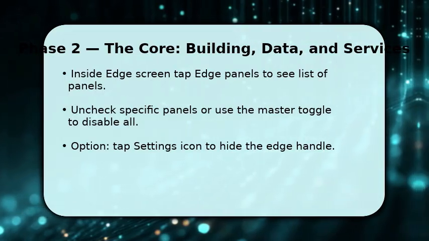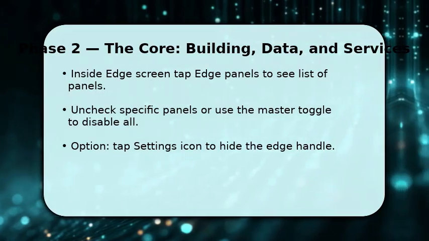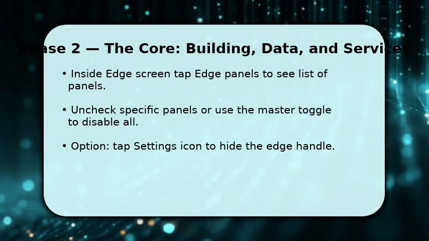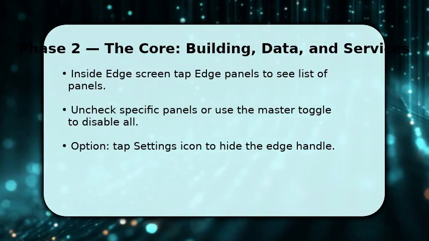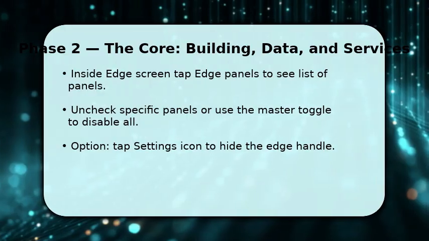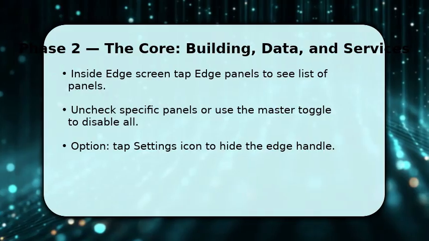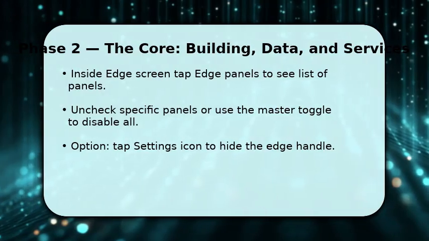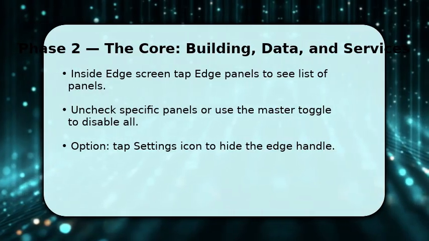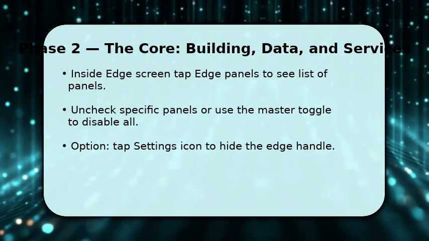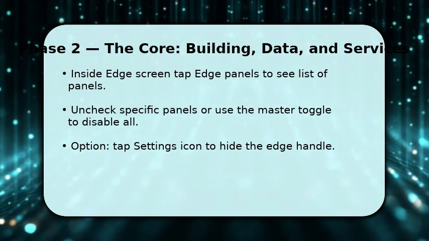panel at once. Make sure to also tap the small settings icon next to Edge panels to reveal the handle option. Disable Show Handle if you want no visual cue on the screen. Once you do that, the Edge will stop responding to swipes and the handle disappears, reducing accidental triggers and saving small bits of battery. Finish by exiting Settings and testing.